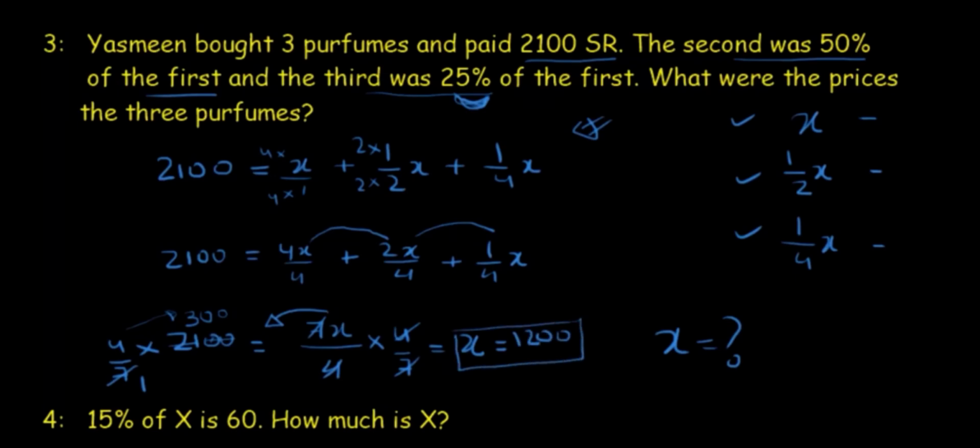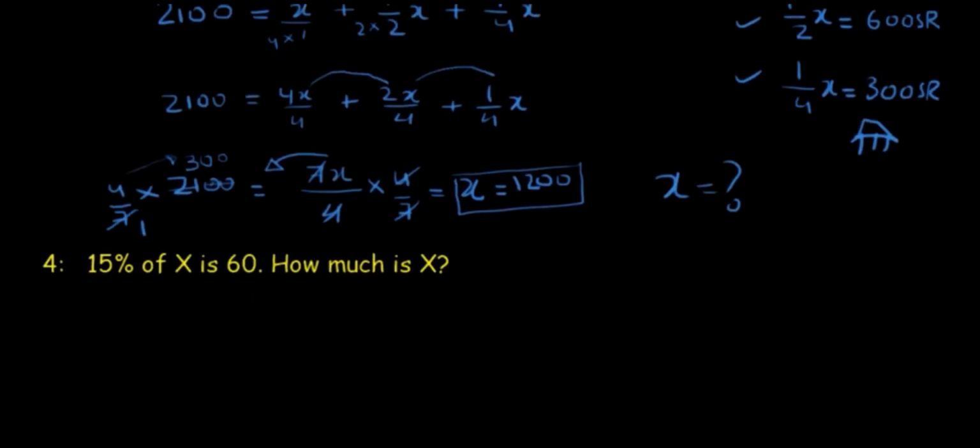So I know that the first perfume was 1,200 Saudi riyals. Let's write 1,200 Saudi riyals. The second perfume, I don't know how clear that is. 1,200 Saudi riyals was the price of the first perfume. The second one was half of it. Half of 1,200 is 600. And the third one was a quarter, so it's another half then. That's 300 Saudi riyals. Those were the 3 perfumes. Let's move on. Next question.